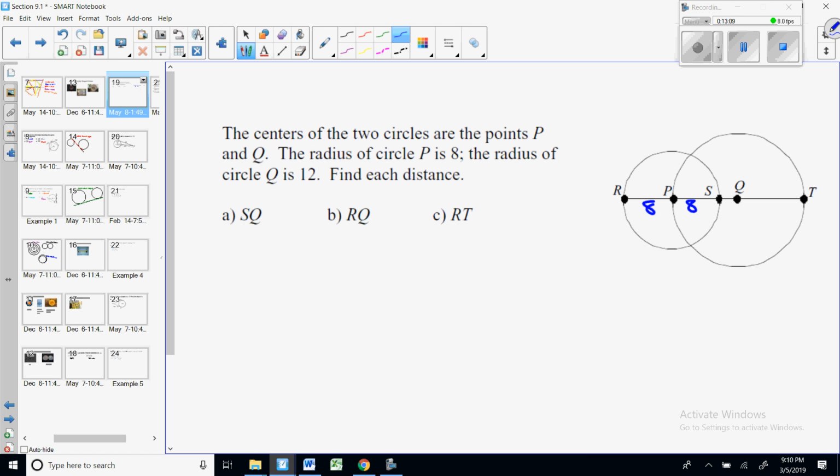Now, similarly, the radius of circle Q is 12. So what does the length from S to Q have to be? Okay, it's going to be 12 minus 8, so that's going to give me a value of 4. Now, once we've got that done, we're going to be able to find our distance from R to Q. Because our diameter of circle P is 16, and the distance from S to Q is 4, as a result, RQ will be 20. And the distance all the way across from R to T will be 32. Are there any questions there on that one?